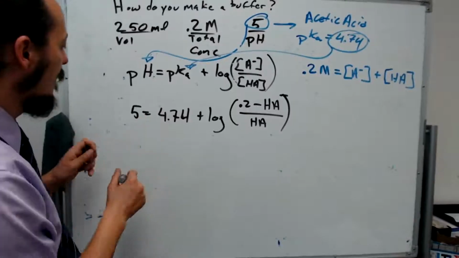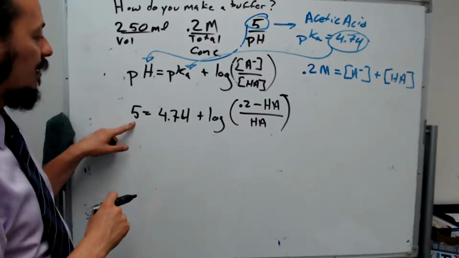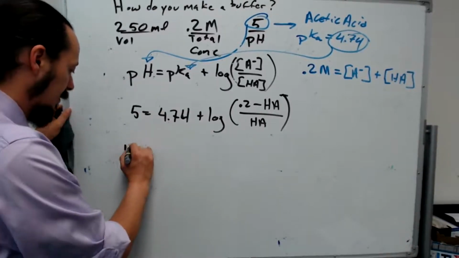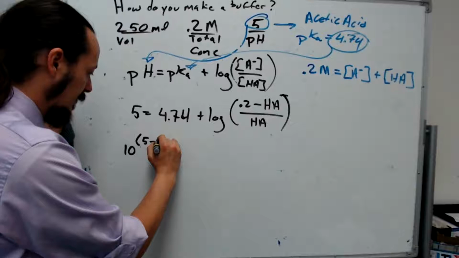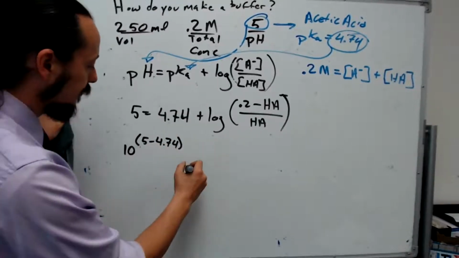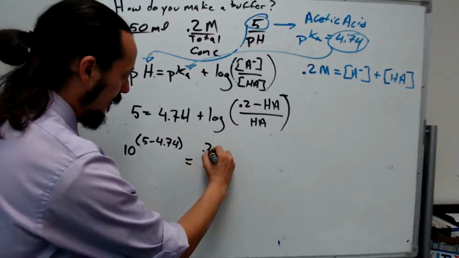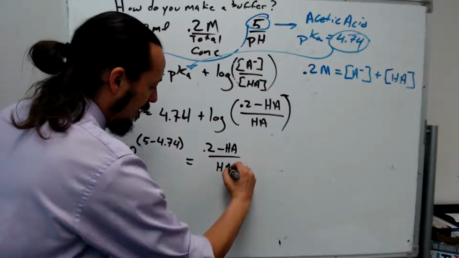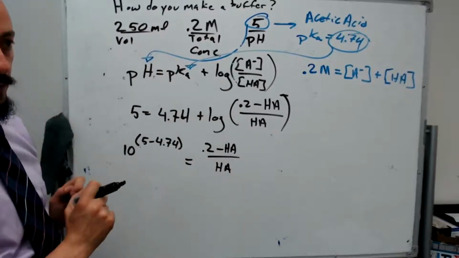Okay, a little bit of algebra. I'm going to do 5 minus 4.74 to the power of 10. I've gotten a little lazy with my brackets, but I think you can all follow along.